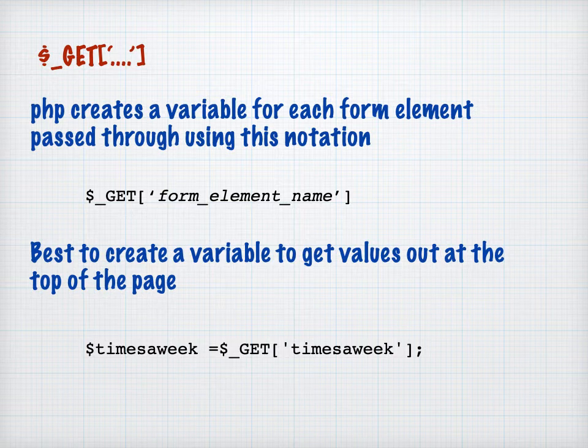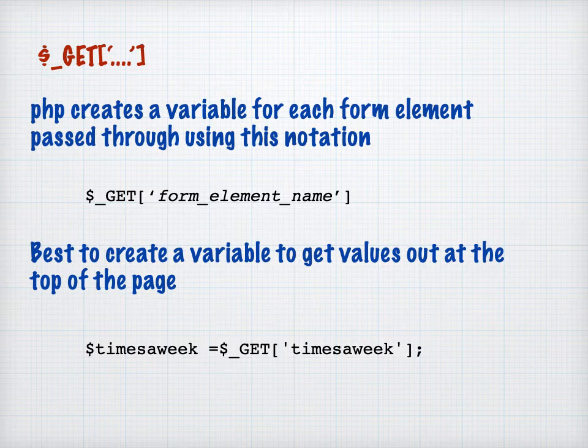And what's nice about PHP is that it has this special variable called _get. And we have to do it in capital letters because it's a built-in variable. And what it enables us to do is grab that value from that passed URL. So the way I like to do this is right at the top of the code, we just have something like this. We go $timesaweek equals $_GET times a week. So we're grabbing that value from that special variable that's created automatically by PHP, and we save it in our own variable called times a week.